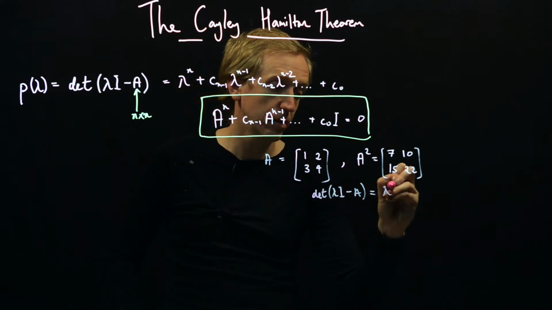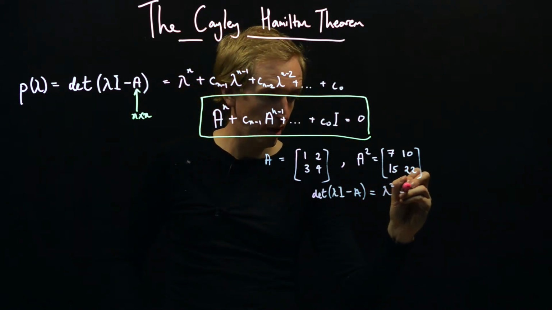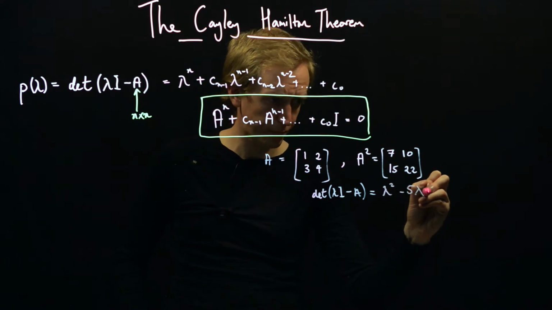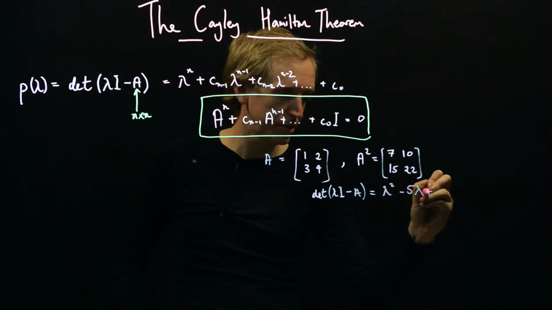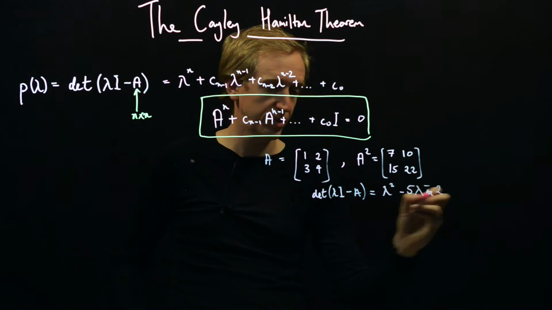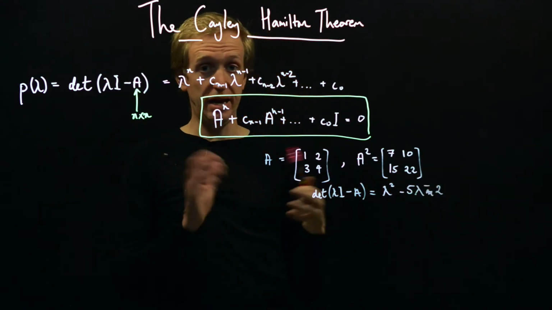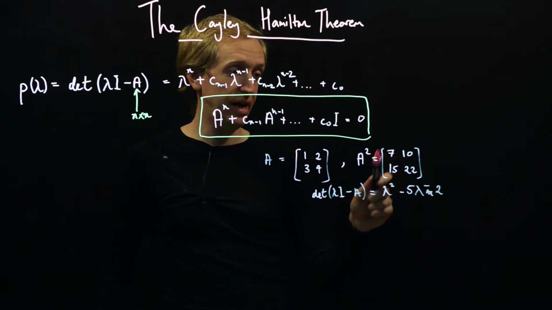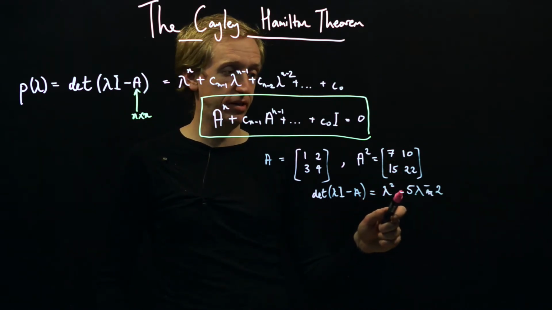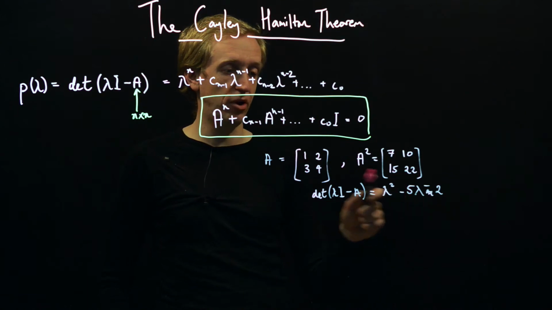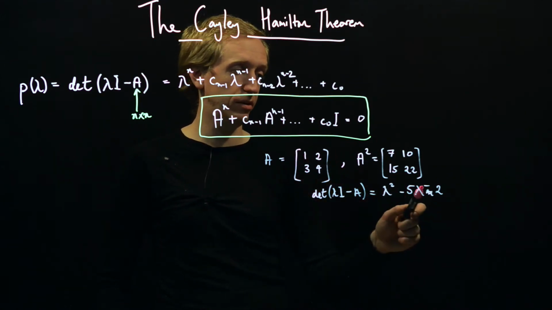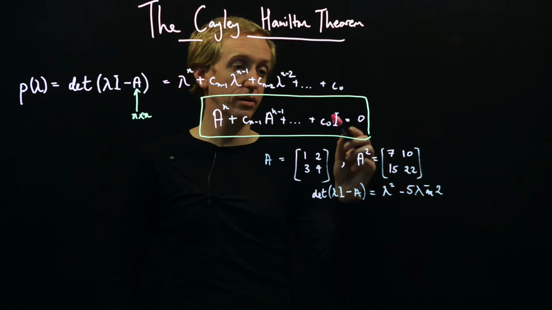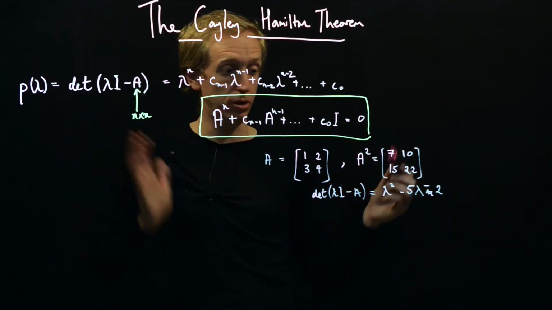We get lambda squared minus 5 lambda, and minus 2. So this is the characteristic polynomial, and now all the Cayley Hamilton theorem tells us is that if we put A squared in place of lambda squared, and we subtract away 5 times our matrix, and then subtract away 2 times the identity, we should get 0.